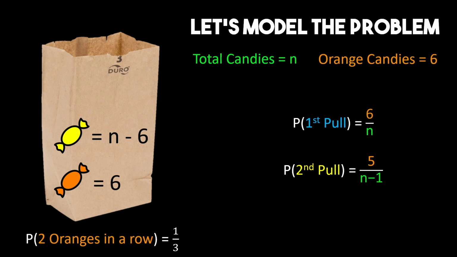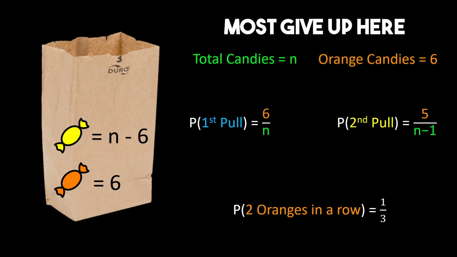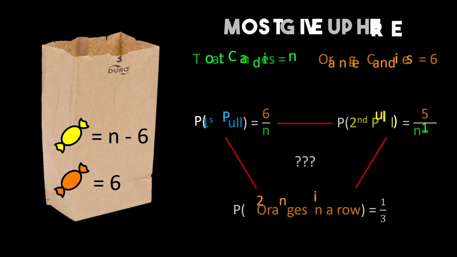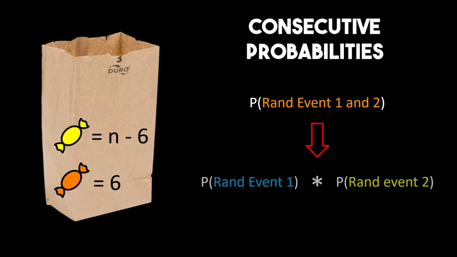Now that we've modeled the probabilities of each individual pull Hannah takes from the bag, let's try to relate it back to that 1/3 probability they gave us in the problem. This is the point where most people give up because they don't know how to connect these probabilities together, which is unfortunate because all they needed to know were some basic probability rules. More specifically, all they needed to know was that the probability of 2 random events happening consecutively is the same as multiplying their individual probabilities together.